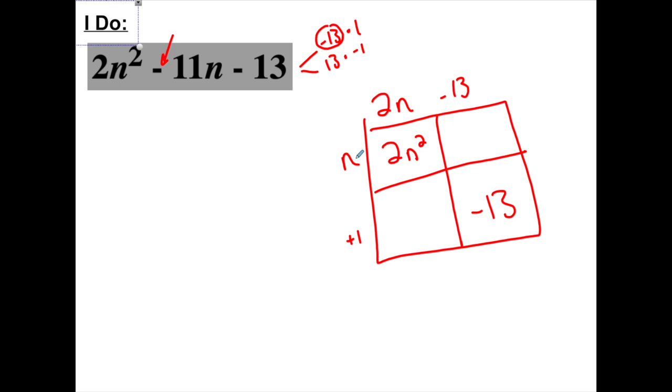And when I do that, negative 13 times n is negative 13n. 2n times 1 is 2n. And I add them, and I get the negative 11n. So that tells me I have 2n minus 13, n plus 1. So there's no tricks here. It's just simply applying logic and what you already know about numbers. Using positives and negatives and multiplying them to make a negative, and then balancing things out so everything on the diagonal adds up to negative 11. All right.